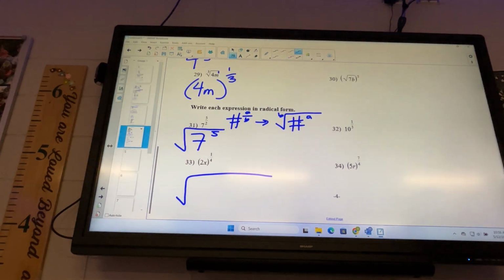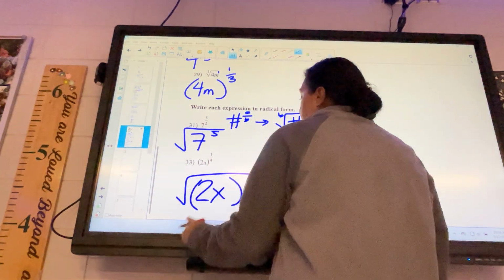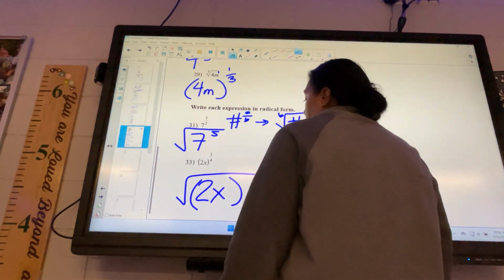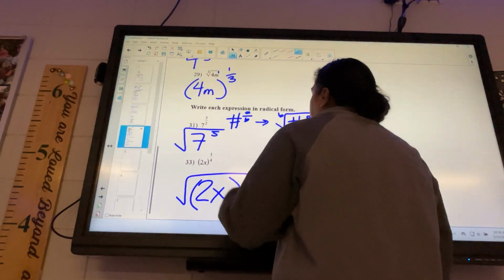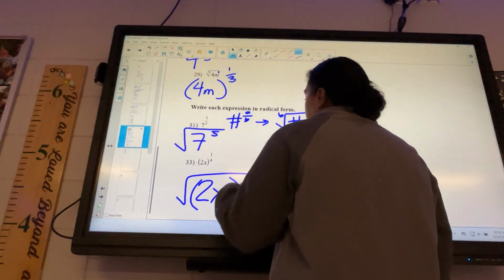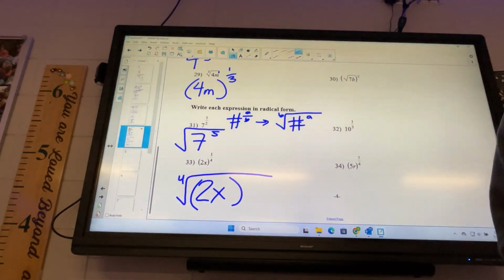Okay, and then lastly, 33, we're going to say 2x. What number is going on the inside? 1, but are we allowed to put a 1 on the inside? No, and then a 4 goes on the outside. Okay, we're going to stop here for today.